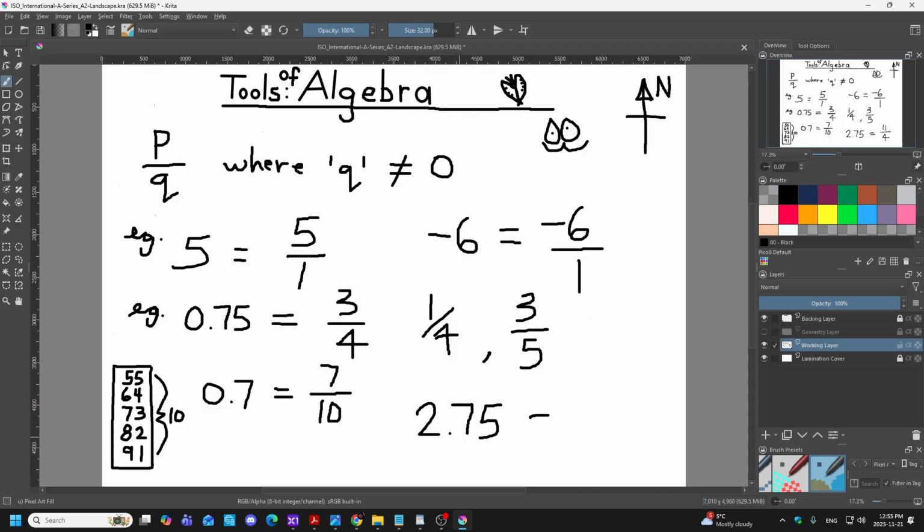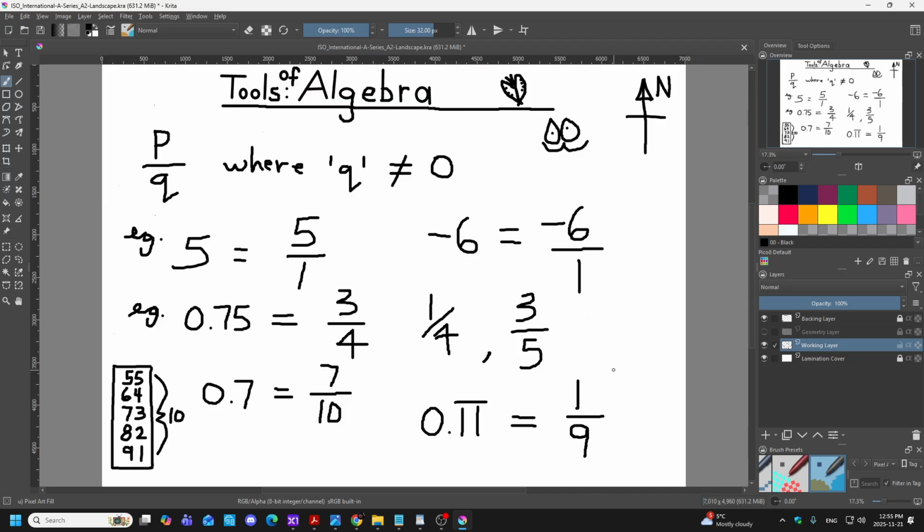And then we also have repeating rational numbers. 0.11 repeating can also be written in fraction form as 1/9. Again, these are all rational numbers.